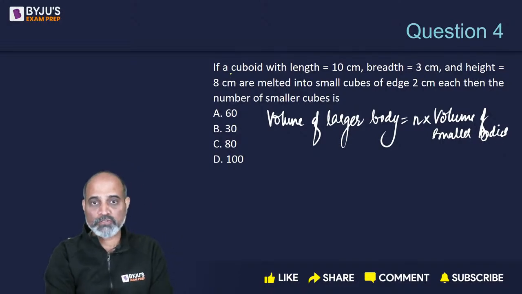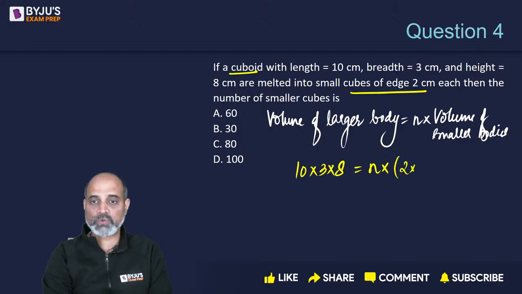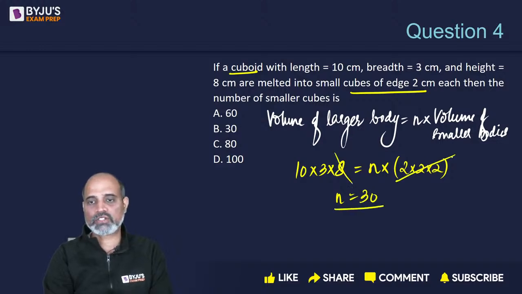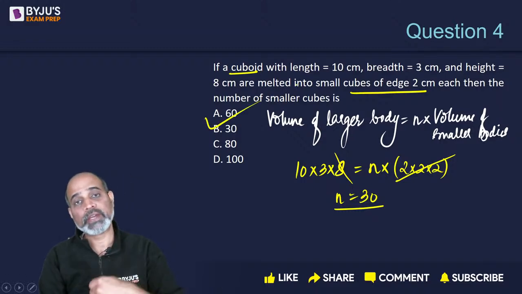So what would be the volume of this cuboid? 10 into 3 into 8. This is equal to n times the volume of the cubes of edge 2 centimeter, so it's going to be 2 into 2 into 2. If we solve this, we'll get n is equal to 30, because this is 8 and this is also 8. Common things get eliminated. So we get B option as the answer.